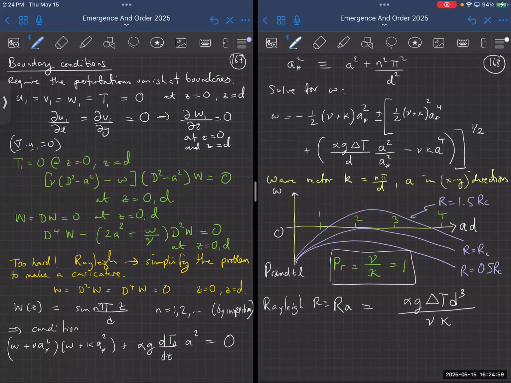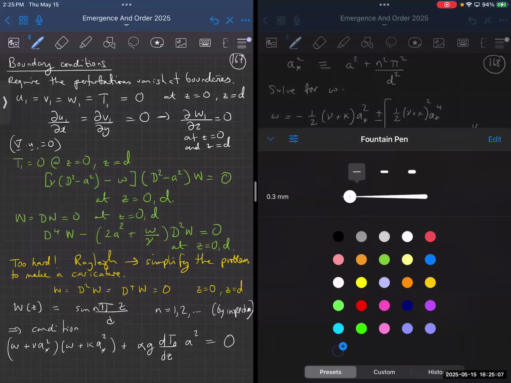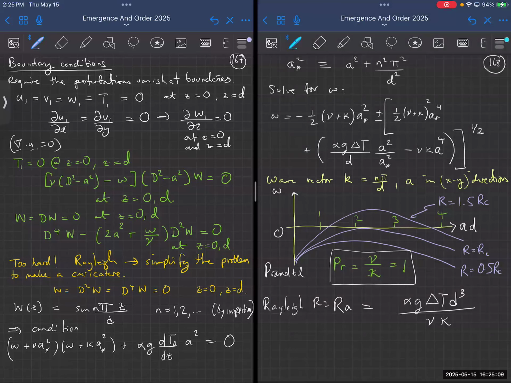And if you want to work out the critical Rayleigh number, you can read it off, well, you have to calculate it. The critical Rayleigh number is about 1700 when nu over kappa is equal to 1. So what is the significance of these numbers? So let me show you.